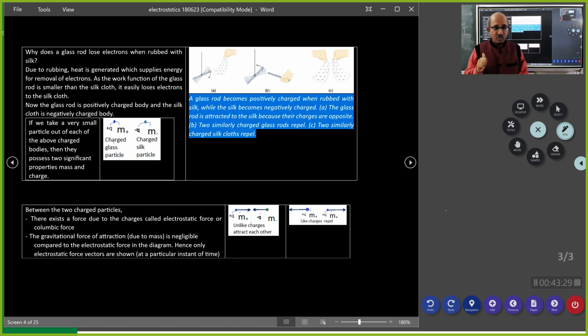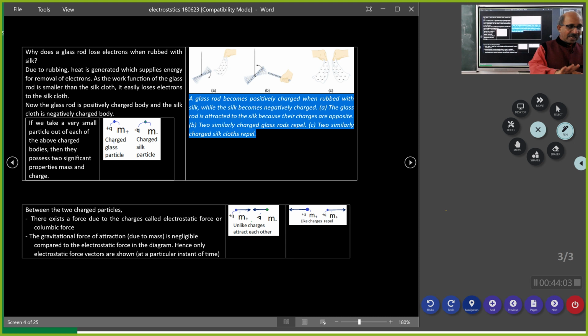Now observe very carefully. What happened here? What is the physics behind this? That is precisely what I have written here. A glass rod becomes positively charged when rubbed with silk, and silk becomes negatively charged. Now what happens is like this. Please read this: due to rubbing, heat is generated which supplies energy for removal of electrons. Not all electrons, but some electrons; there are millions of electrons. Some electrons are removed.